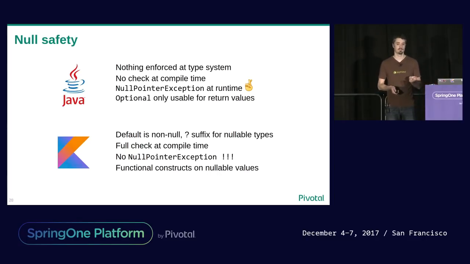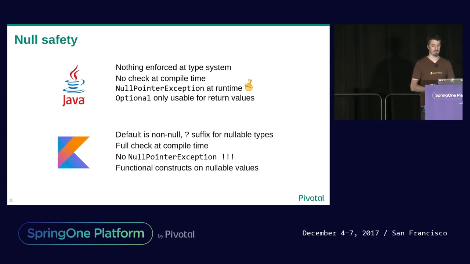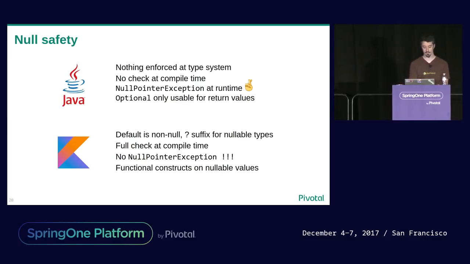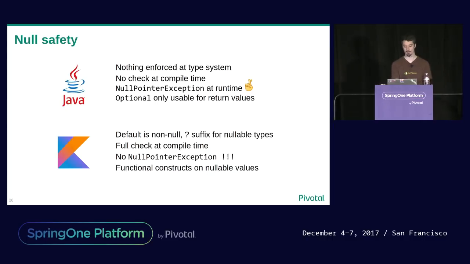In Kotlin, null safety is managed in the type system. The default is non-null, so if you have a type Foo, it will be non-nullable, and if you have Foo question mark, it will be nullable. There is full check at compile time. That means that you don't have any NullPointerException. Everything is checked at compile time, and you can't have a NullPointerException at runtime, which is a big improvement.